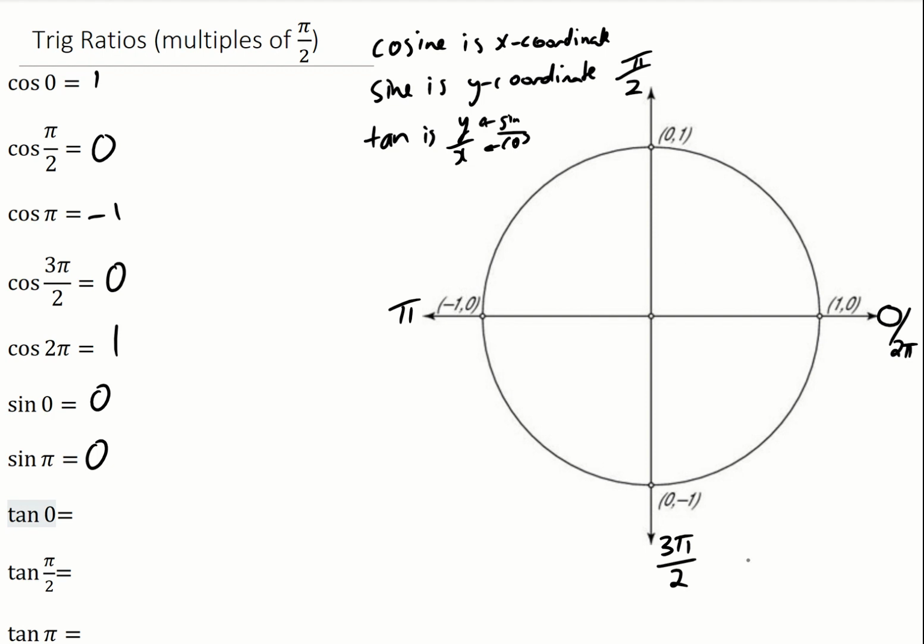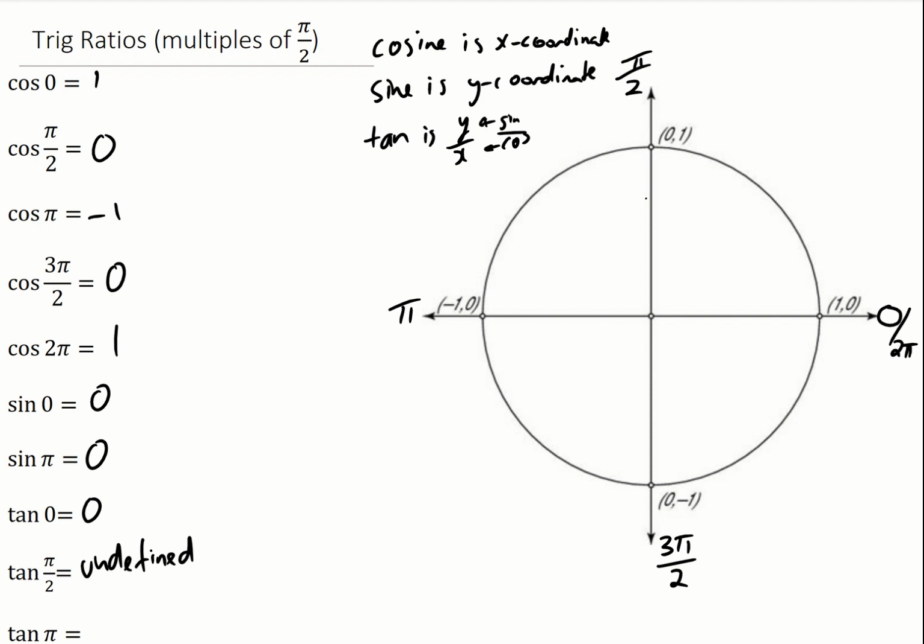So tan of 0, I'm looking at this point on the unit circle, looking at the y-coordinate divided by the x-coordinate, 0 divided by 1 gives me 0. And tan of pi on 2, I'm up here at pi on 2, looking at y-coordinate divided by x-coordinate, 1 divided by 0. If I have $1 and share it between 0 people, that question doesn't really make any sense. So this is actually undefined.